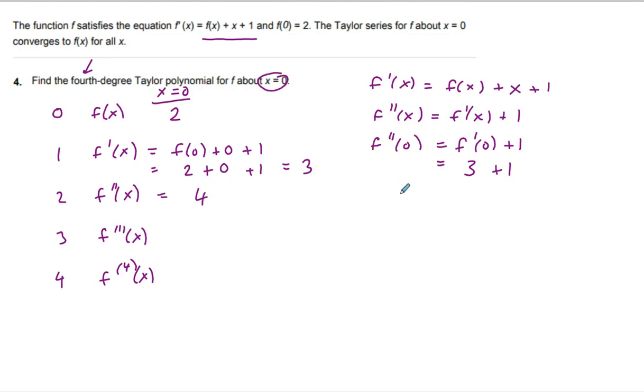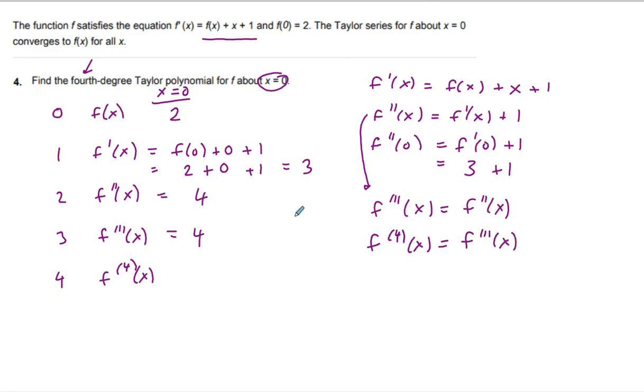When I come down to the third derivative, I'm going to come back to here now. Third derivative is derivative of both sides. It's the second derivative, and that's it. Derivative of 1 is 0. So the third derivative is the same as the second. Therefore, it's also 4. And when I do the next one, the fourth derivative is the same as the third derivative, which is the same as the second. It is also 4.